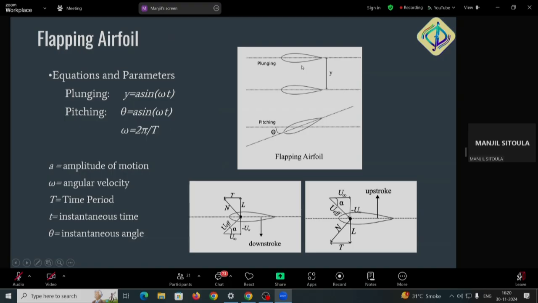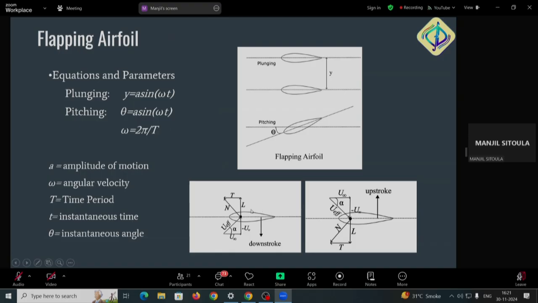We can see in the figure that the plunging motion is the linear translation of the airfoil, whereas the pitching is the rotational angular displacement of the airfoil. So linear displacement and angular displacement of the airfoil. We can see that when the airfoil moves up and down, there is a change in angle of attack. When the airfoil is moving up and down, in the case of the plunging airfoil, not for the pitching case, just for the plunging case, let me explain this.